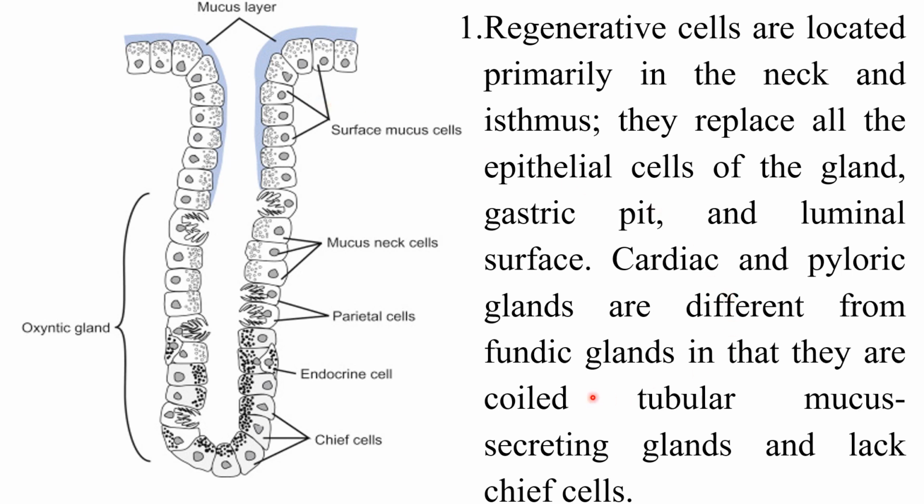The cardiac and pyloric glands are different from fundic glands in that they are coiled tubular mucus secreting glands and lack chief cells. So the cardiac and pyloric glands chiefly possess tubular mucus secreting glands, and they generally do not have the cells which produce the enzymes that are required for digestion.